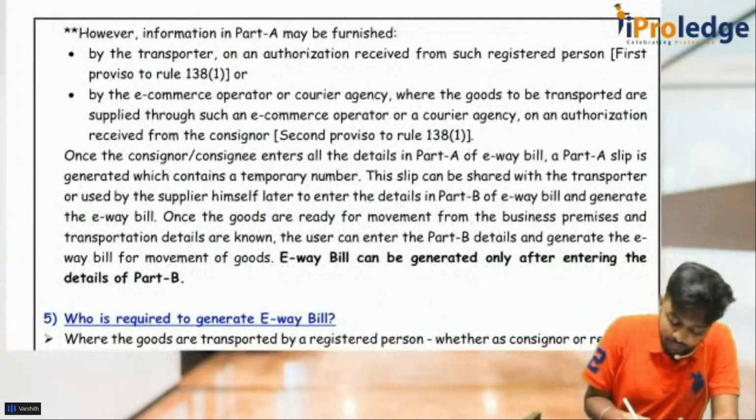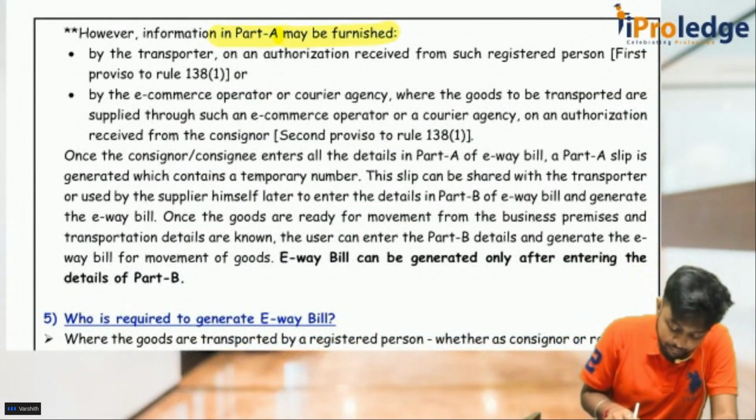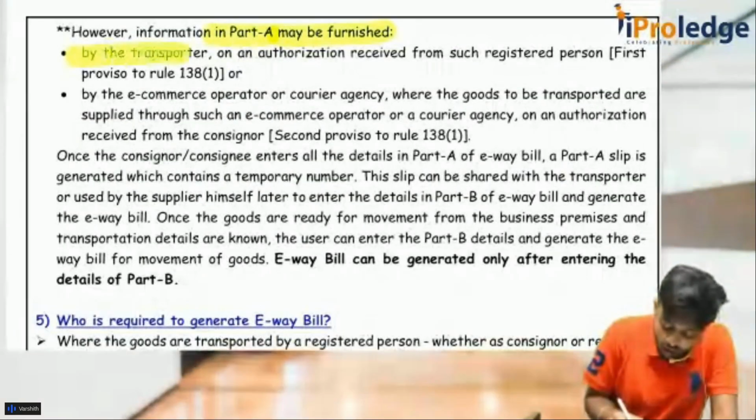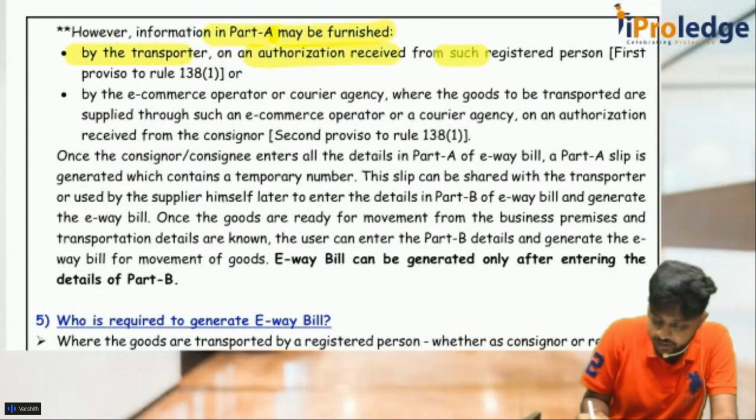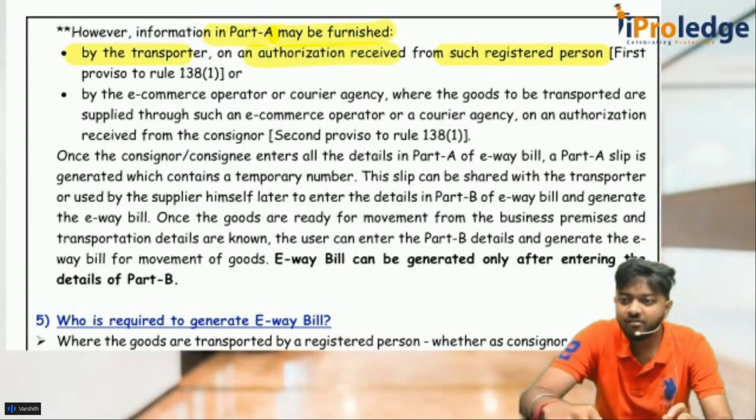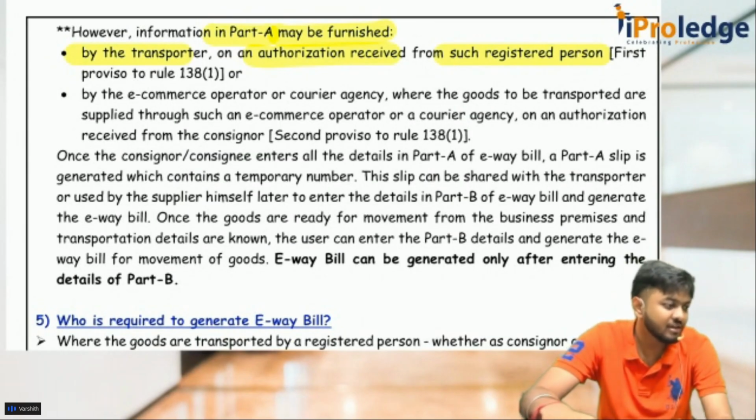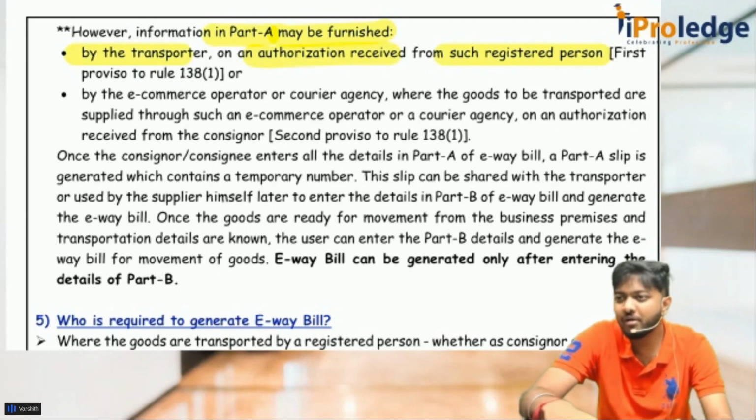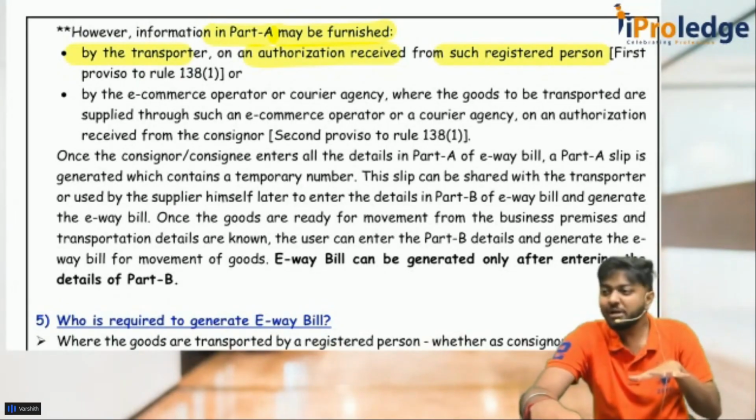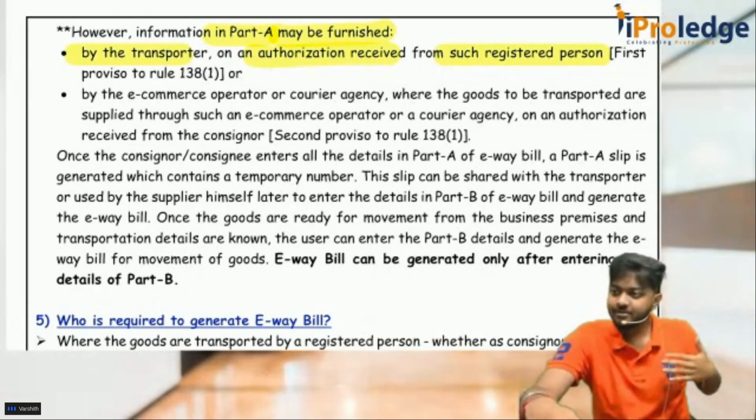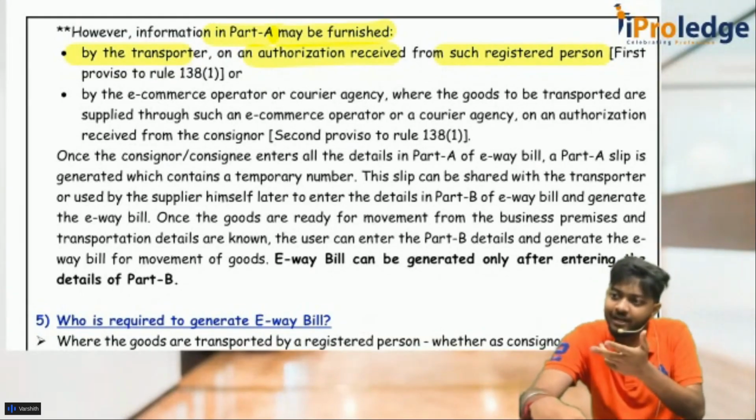However, information in part A may be furnished by the transporter on an authorization received from such registered person. Sometimes what happens now, guys? If there is a company where transportation is happening every day, goods are dispatching. Now what business will have time to generate an e-way bill every time, because they have other work to do? Normally, part A is filled by the supplier, part B is filled by the transporter.